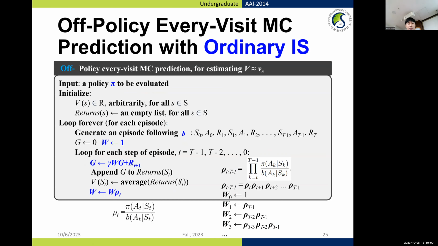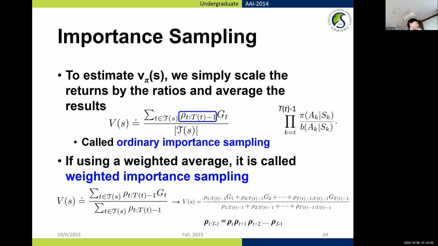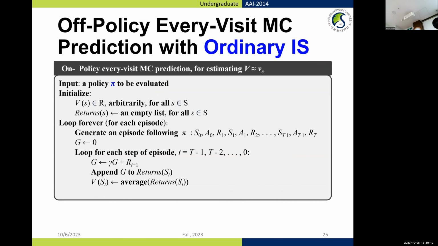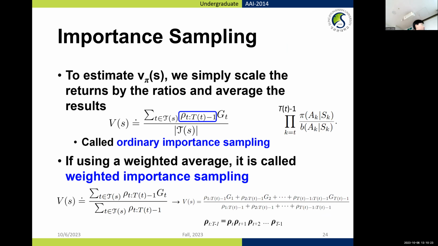Now we move to the incremental implementation for weighted IS. Previously, when we derived importance sampling, we had two: ordinary importance sampling and weighted importance sampling. In this algorithm, we just used the ordinary importance sampling. We simply put the weight in front of G and average over all the visits, the number of visits of one state, right? Now how do we calculate it using weighted importance sampling?